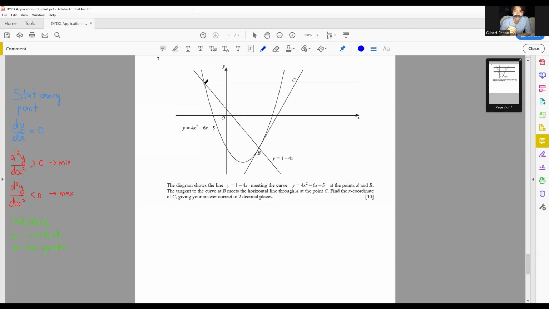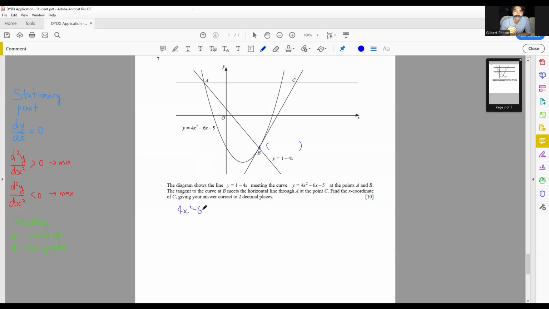Okay, first thing that we're going to need to do is to find the coordinates of A and B, mainly to find B so that we know what the x coordinate here is. And once we have the x coordinate, we can substitute into the dy/dx to find the gradient for this line here. Okay, so to find A and B, what you have to do is you're going to need to let the linear equation equal to the quadratic equation over here.